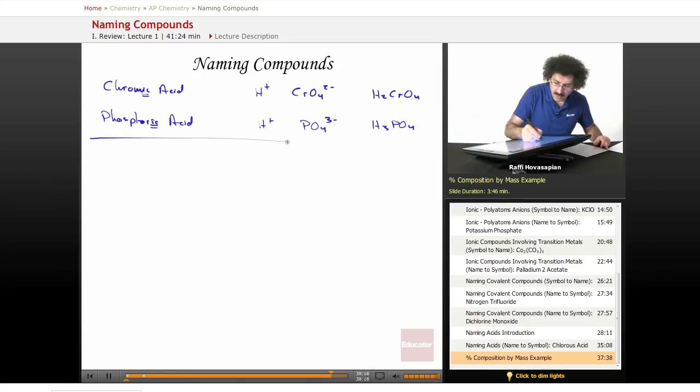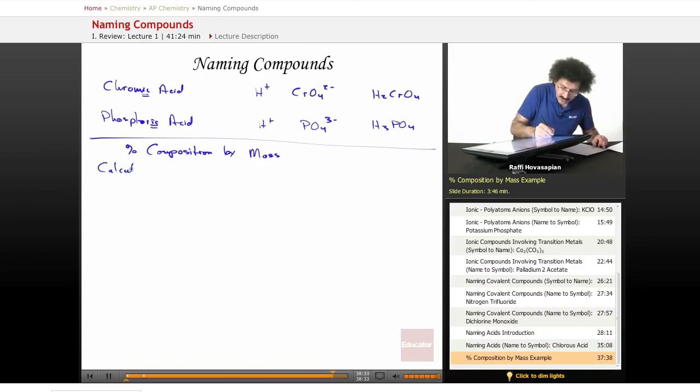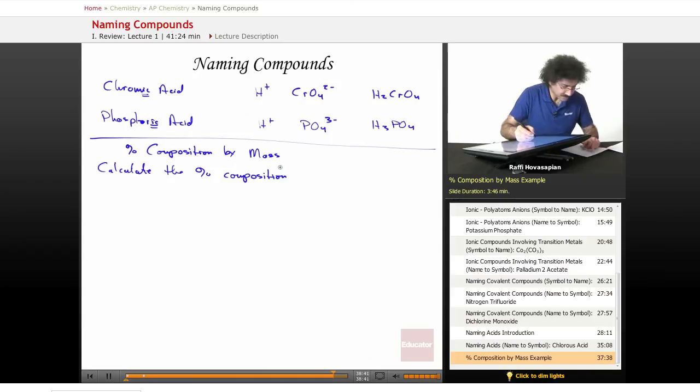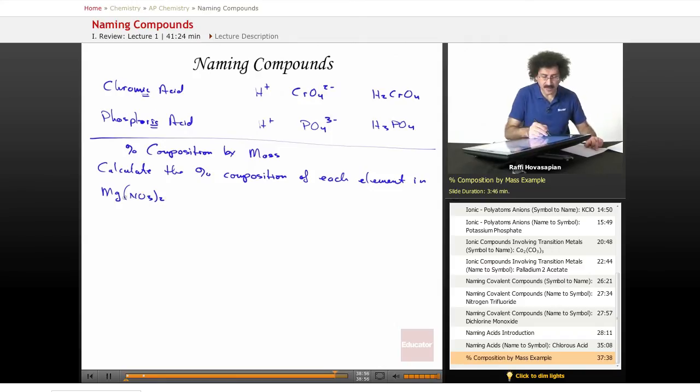Okay. So, percent composition by mass. Generally they'll be talking about mass. If they talk about anything else, they'll specify what they mean. Okay, so calculate the percent composition of each element in Mg(NO3)2. So this is magnesium nitrate.